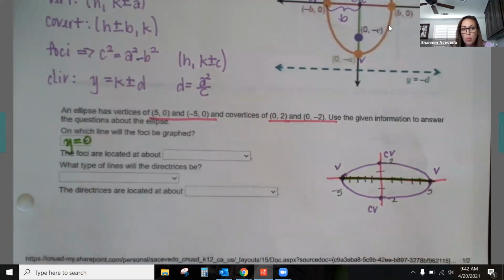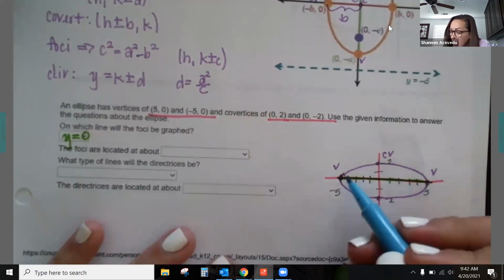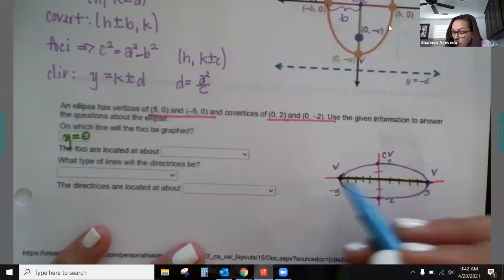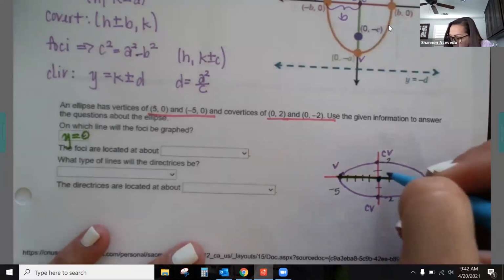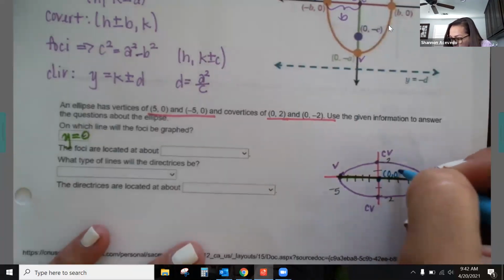So then my next question is, where are the foci? How do I figure out those foci? I want to know exactly where they are. Here's some information that I know from graphing this. I know that my center has to be in the middle of the vertices and in the middle of the co-vertices. Here's where my center is. So my center for this ellipse is at (0, 0).